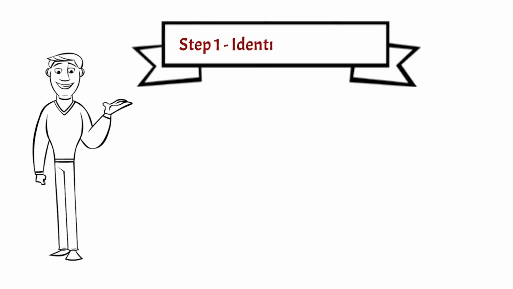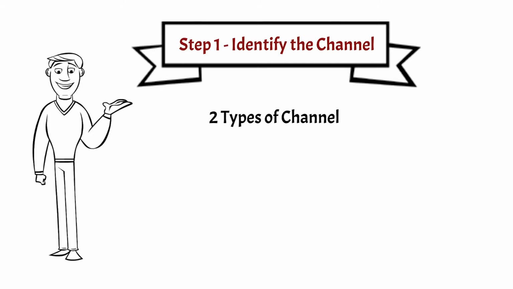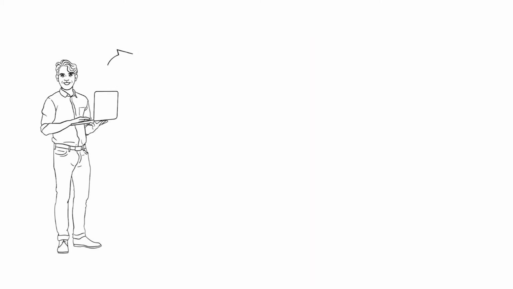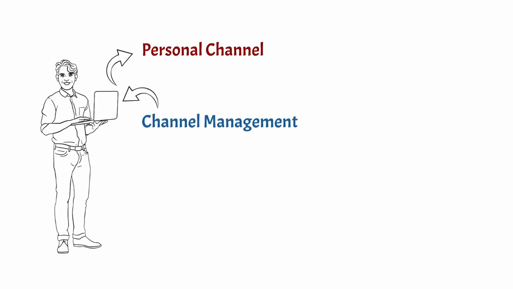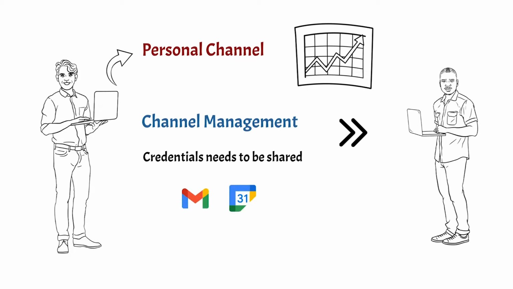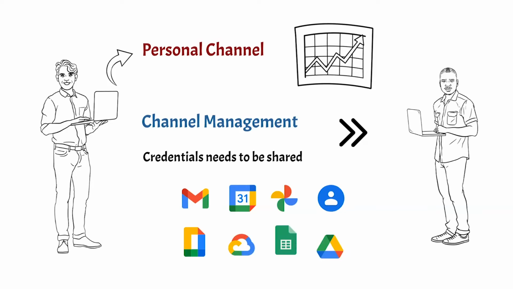Now the first step is to identify which type of channel you have created. There are two types of channel you can create on YouTube. The first one is a personal account or personal channel, and the second type is a brand account or brand channel. If you create a personal channel, you can manage it yourself. And if you want someone else to manage it in future, which is most likely once your channel is getting more attention, then you have to share the credentials with someone, which is not good as all the services like email, calendar, photos, contacts, services related to your Gmail account will be exposed as well.